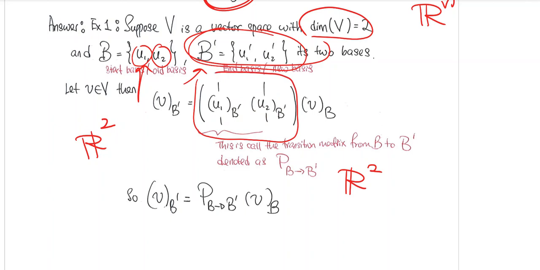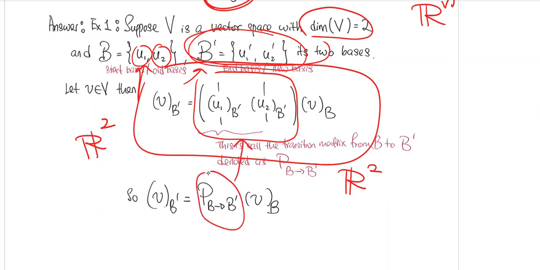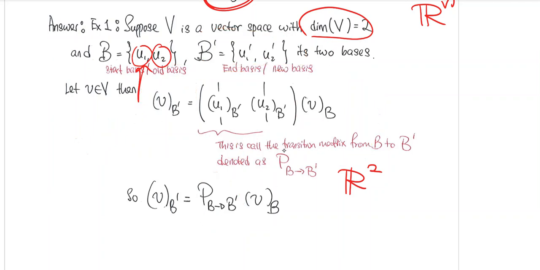Okay, this notation means that, and the relationship is given by this. And this matrix right here is denoted as P, B to B prime. Now, this is strange right now, but all this notation makes sense. So let me explain this a little bit.